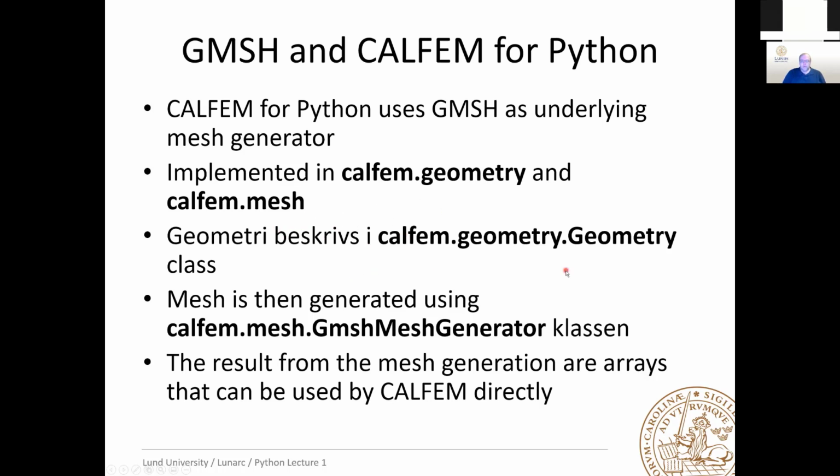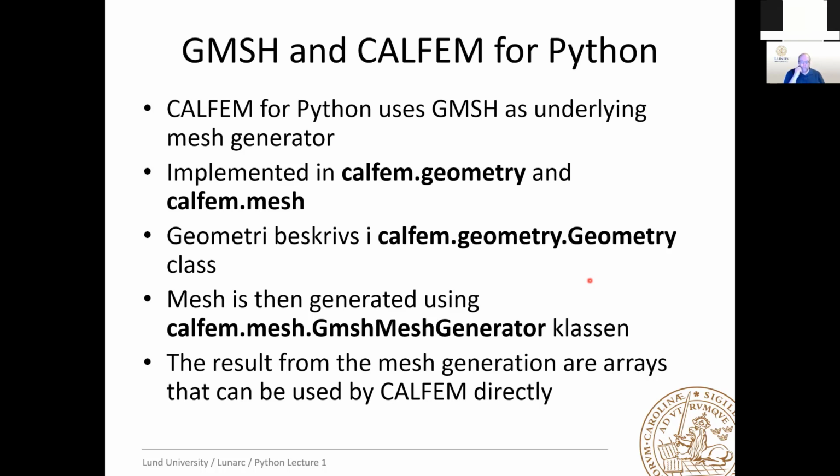And the geometry is described in a special class, an object called geometry. So you create this geometry object, and this will contain all the nodes and the lines for the geometry. And then you pass this object to the mesh generator, which takes that object and generates the input necessary for Gmsh. And then from this function, you will get all the conventional input data for Calfem. So you will get the topology, you will get the coordinates, and so on. So you can use what you developed in the current worksheet.